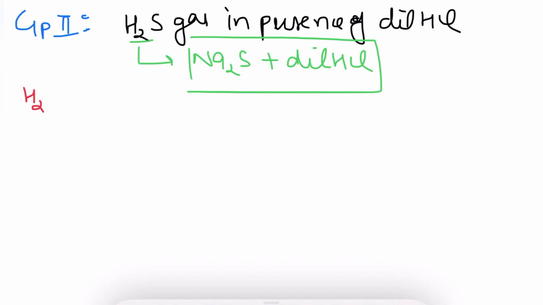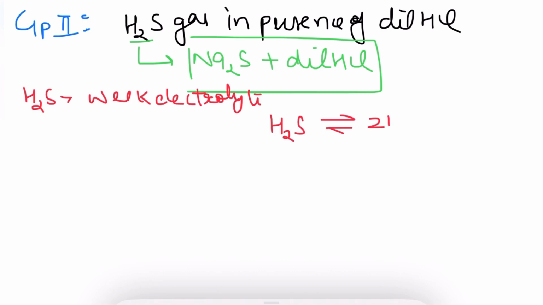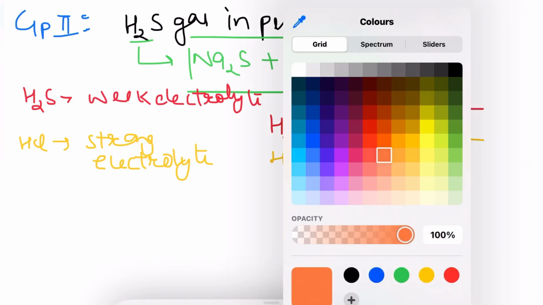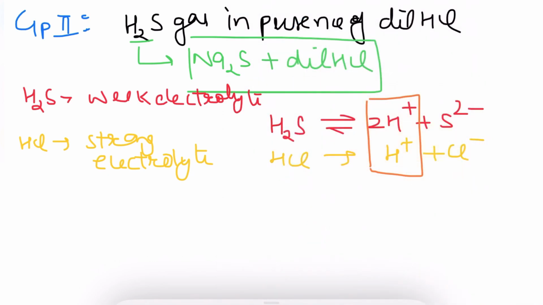Hydrogen sulfide gas, H2S, is a weak electrolyte. So it shows a reversible reaction, giving 2H plus and sulfide ions. Whereas HCl is a strong electrolyte, so it ionizes completely, an irreversible reaction, and it produces H plus and Cl minus. If you simply check here, what happens basically? There is an increase in the concentration of H plus ion.